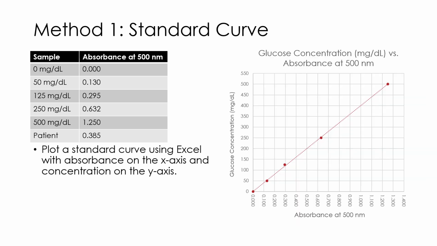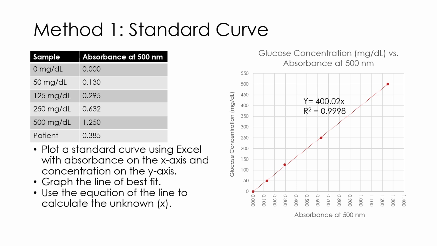We can also plot a standard curve using a computer software like Excel. The absorbance of the standards are plotted on the y-axis, and the concentration of the standards are plotted on the x-axis. We can use the program to plot the line of best fit going through the origin. The program can display the equation of the line of best fit. We can use that equation to calculate the concentration of our unknown samples by plugging the unknown's absorbance in as the x variable and solving the equation where y is the concentration of the unknown. Using the equation of the line, the unknown has a concentration of 154 milligrams per deciliter.